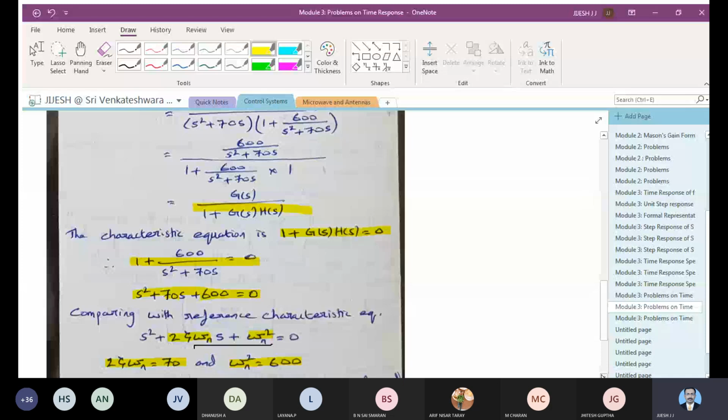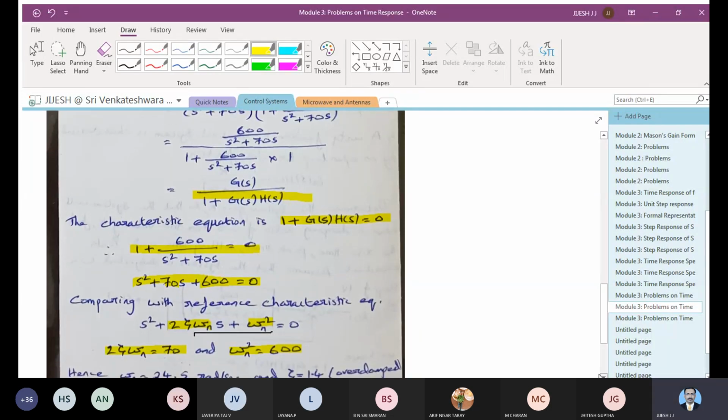So omega n will be root of 600. You can find omega n, substitute in the other equation, that is 2 zeta omega n is equal to 70. Substitute omega n there and find out zeta. Zeta is 1.428. Yeah, correct.